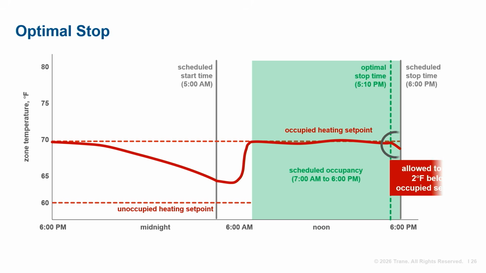Optimal stop determines how early the heating or cooling can be shut off, such that the temperature in the zone will not drift more than 2 degrees from the occupied set point by the end of the scheduled occupancy, which is 2 degrees below the occupied heating set point, as shown, or 2 degrees above the occupied cooling set point. The supply fan continues to operate and the outdoor air damper remains open to continue ventilating the building. Only cooling and heating are shut off.